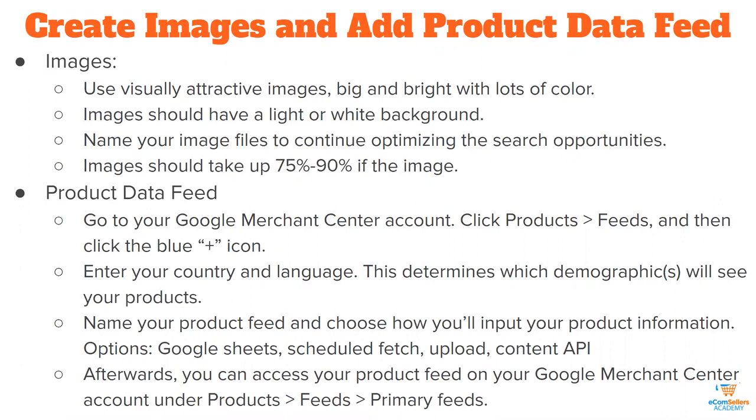And then the next thing is your product data feeds. You're going to go to the Google Merchant account. You're going to click on product feeds, and then you're going to click on the blue icon. From there, you're going to choose your country and your language.